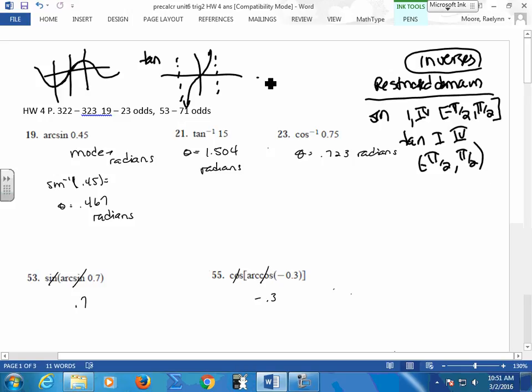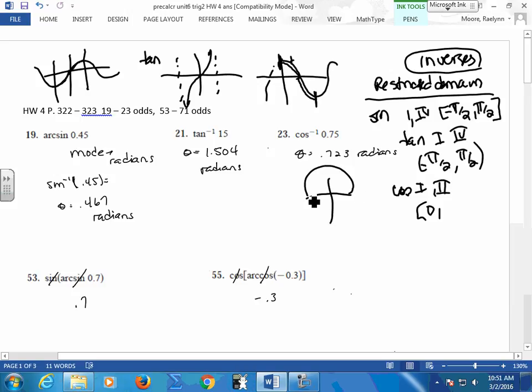The last guy is cosine. Cosine starts up at the top, so we can't go backwards. But we come down here, this is quadrant 1, look, it's positive. When we go to quadrant 2, it's negative. So what's my restricted domain? If you think about a unit circle from here to here, quadrants 1 and quadrant 2, what's the domain? 0 to pi, right?